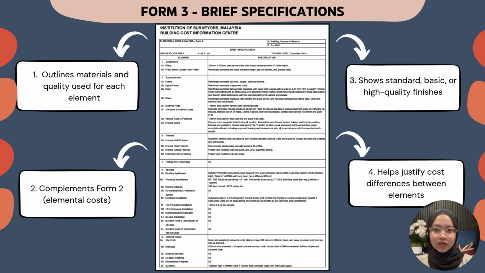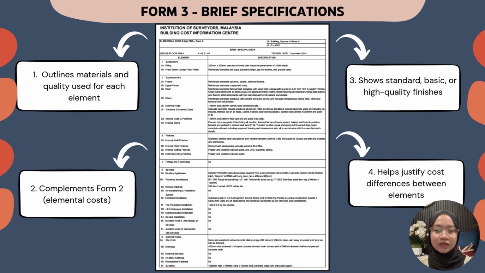Now let's look at Form 3, which is brief specifications. Form 3 provides concise but essential information about the specification of each element in the project. It outlines the materials, components, and construction quality used in each element, such as substructure, superstructure, finishes, fittings, and so on. This section helps us understand the level of quality, whether it's basic, standard, or high end, so that we can justify the cost shown in Form 2.